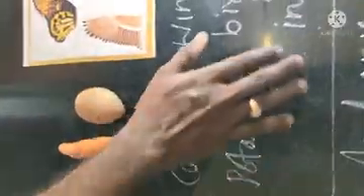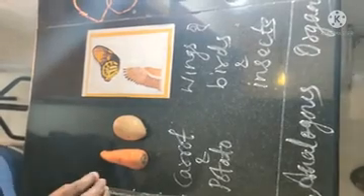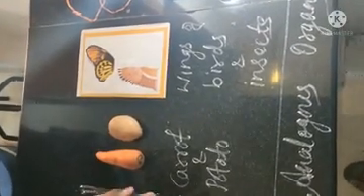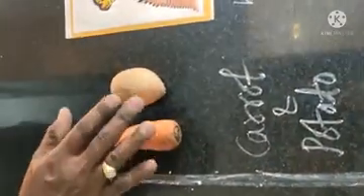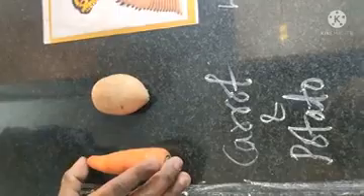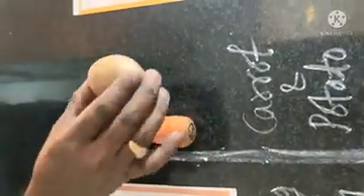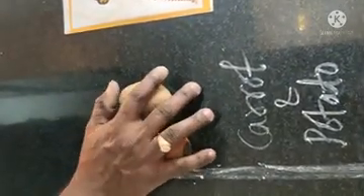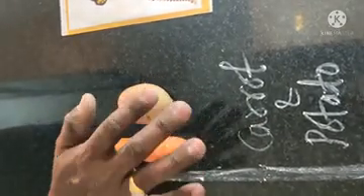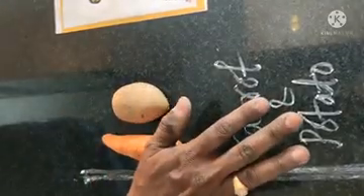Then come to the analogous organs. What are analogous organs? Here the origin is different, whereas the function remains the same. Such organs are called analogous organs. Example, analogous organs in the case of plants. This is the carrot, an underground modified root. It is the potato, an underground modified stem. Both are meant for storage of food material. Different in origin, performing the same function.